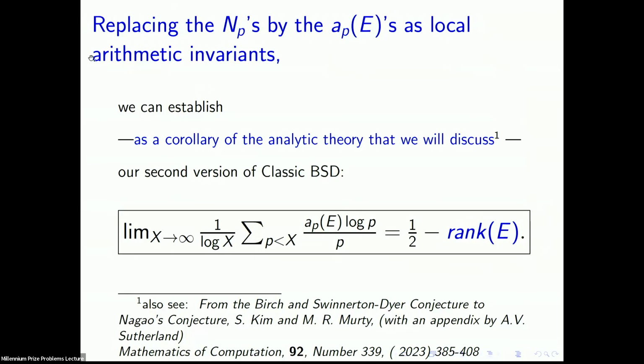But if you replace the N_p's by these a_p's, you get, as a corollary of the analytic theory that we will discuss, this formula for the rank of E, that is, the limit of 1 over log x times the sum of a_p(E) log p over p's is equal to 1/2 minus the rank of E. You should notice that the rank of E comes with a negative sign there. That is, the a_p's tend to be negative if the rank is large, and that makes sense because that means the N_p's are large if the rank is large.